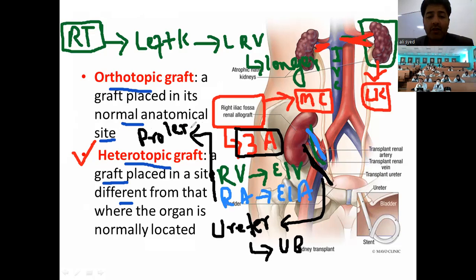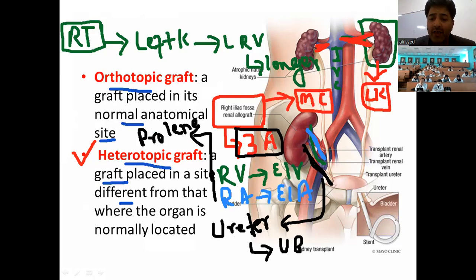Okay, which suture? Proline suture. The best suture for vascular anastomosis is proline suture. Please remember it forever. The best suture for vascular anastomosis is proline suture.